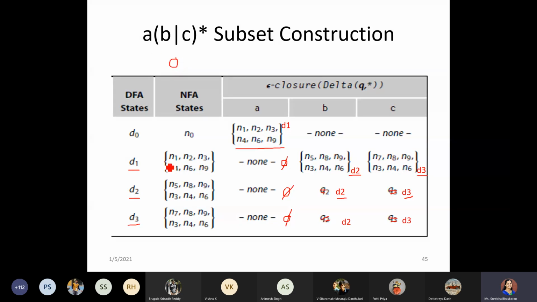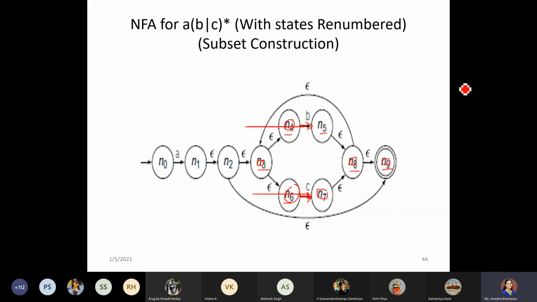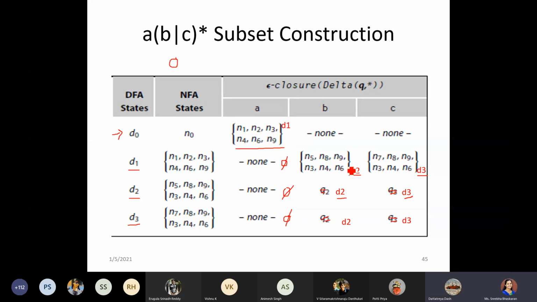How do we identify the initial state and final states? This is considered the initial state. If you see the previous diagram, N9 is the final state. So which ones have N9? We have N9 here, here, and here. That means all three will be considered final states. This is how the transition table would be represented.